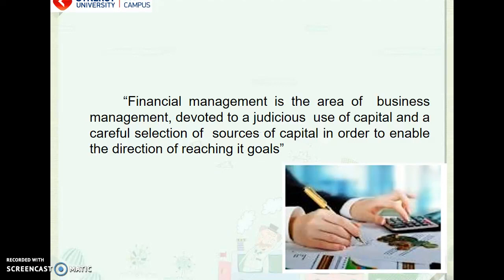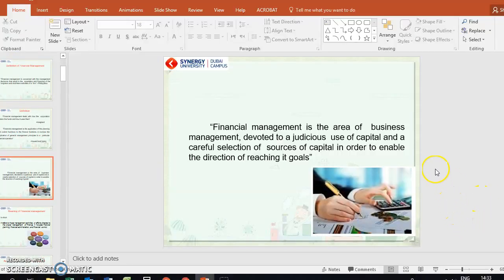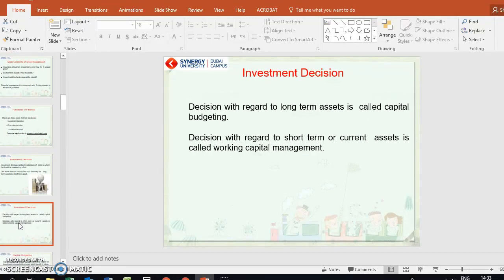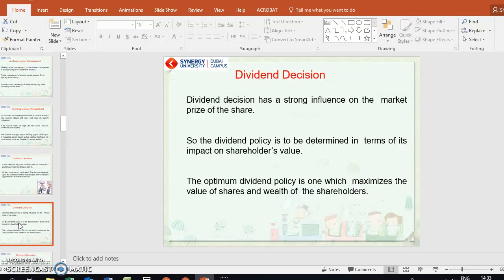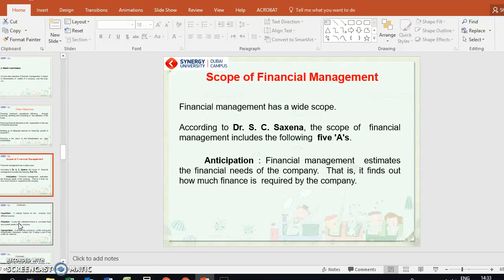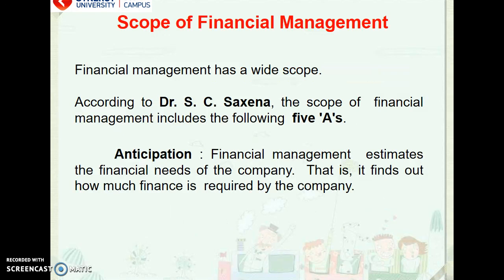So we need to be able to define financial management in a broader perspective, looking at its importance and its role in driving organizational effectiveness. I will quickly look at the scope of financial management, which we will briefly discuss in our next session. The scope of financial management is broad, and according to Dr. Saxena, it can be summarized in terms of 5 A's.